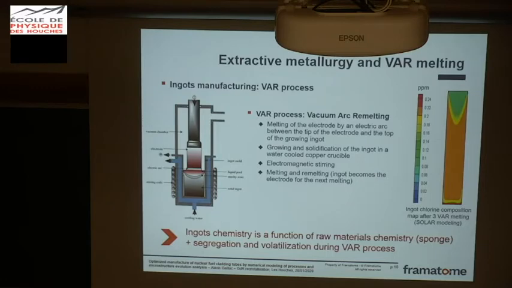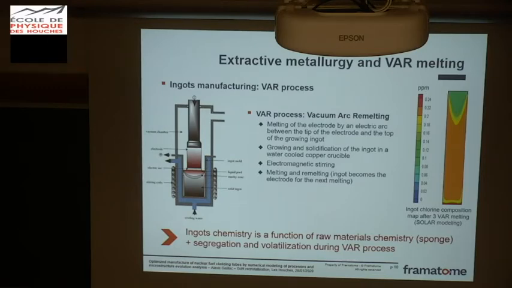Then we have the VAR melting process for ingot manufacturing. It's a consumable electrode in a furnace under vacuum. We have a very high current going through the electrode. An electric arc is forming here, and we have droplets of liquid metal going into the crucible. And then we have a copper crucible highly cooled with water, and so the ingots solidify while we continue to melt the electrode.